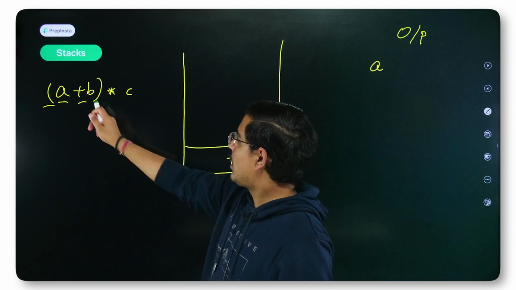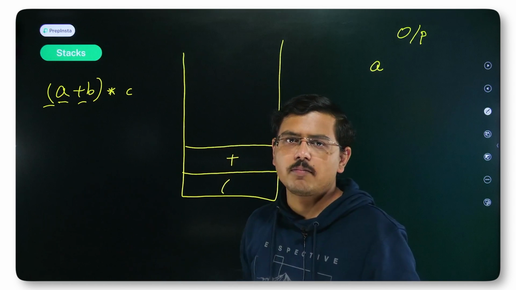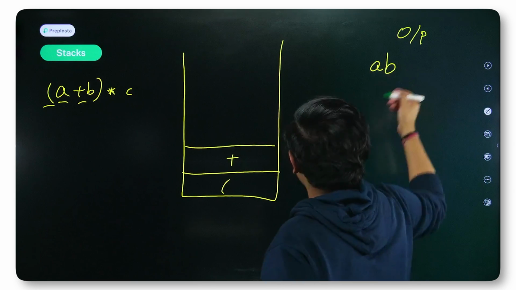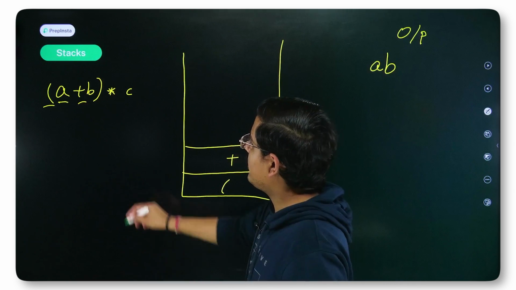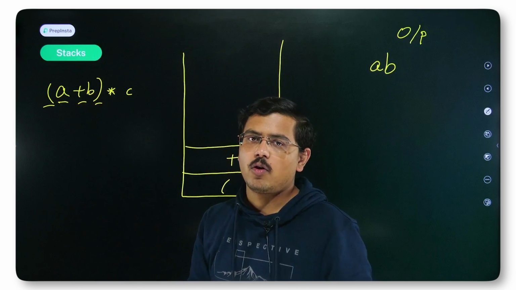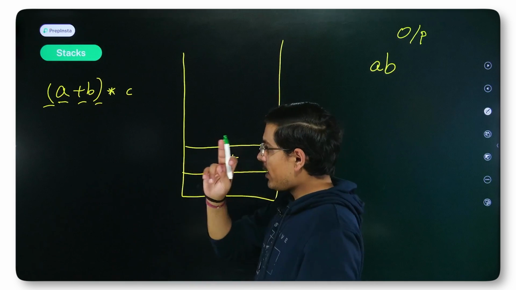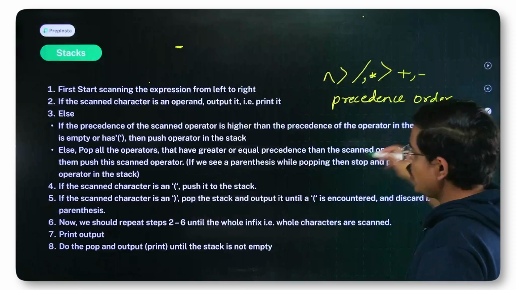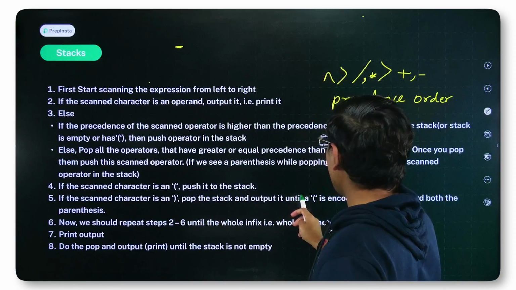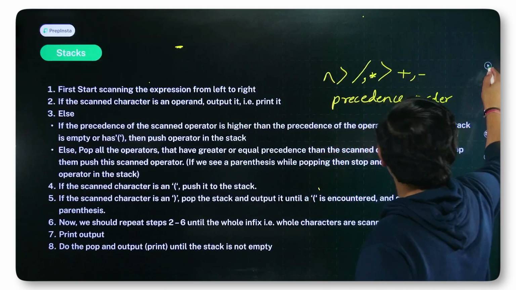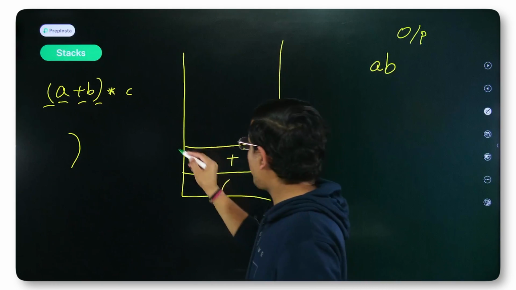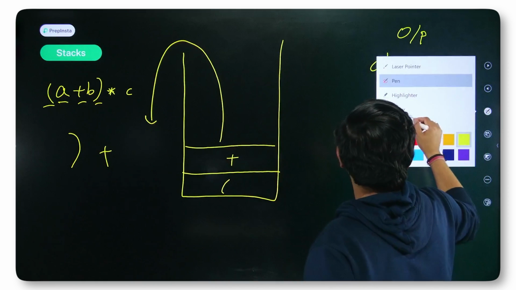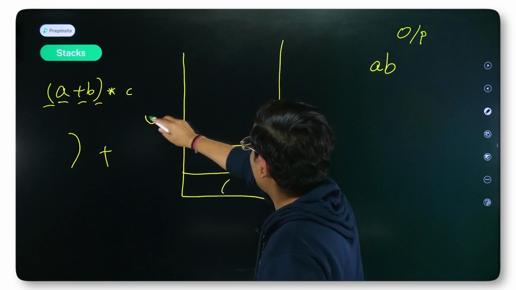Now I come to B. B is also something that I need not keep in the stack because it is an operand. I'll simply output it, and then I encounter a closing bracket. If you correctly remember, whenever I encounter a closing bracket, I was suggested to pop the stack until I encounter an opening bracket. So we start popping, we pop plus out, fine. What do we get when we pop plus out?